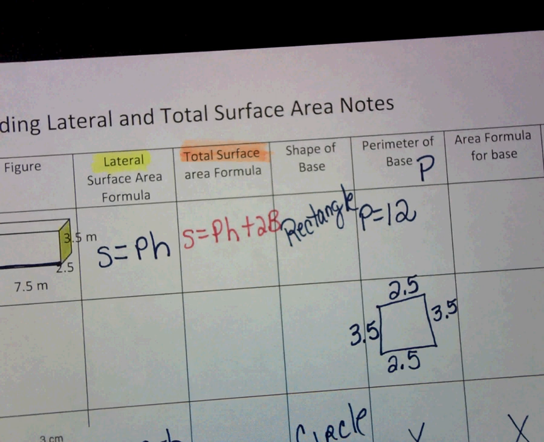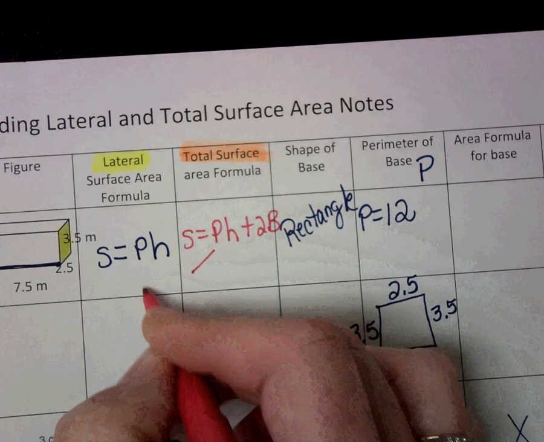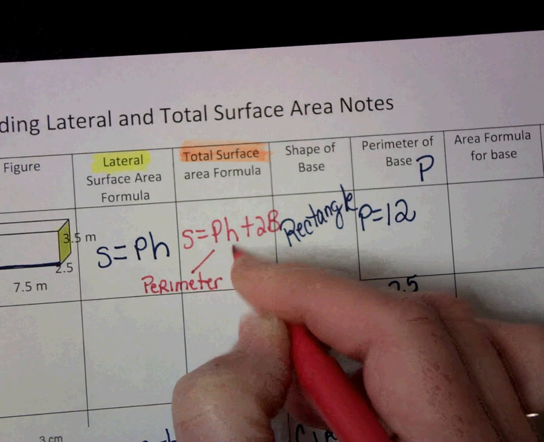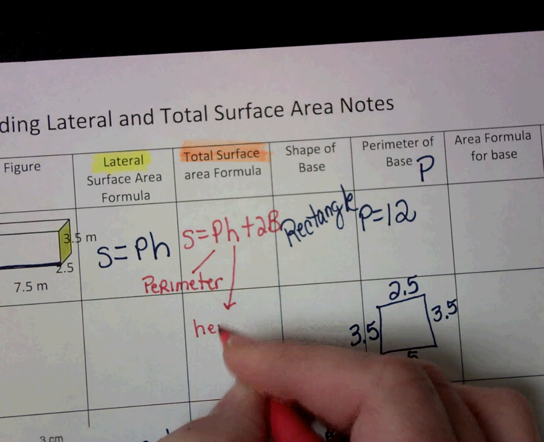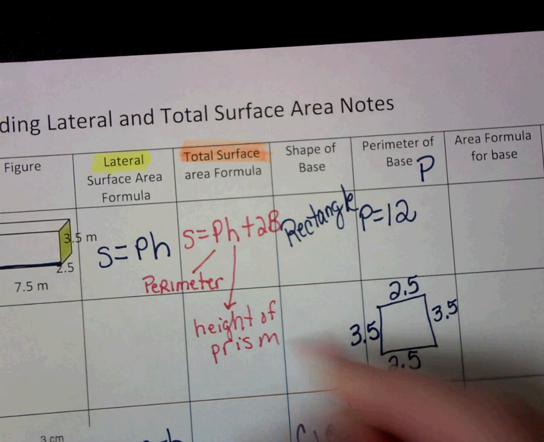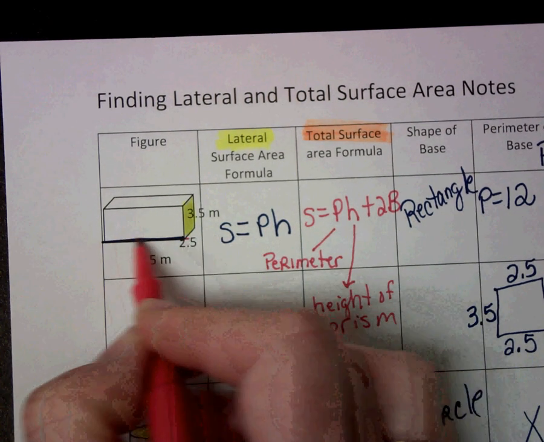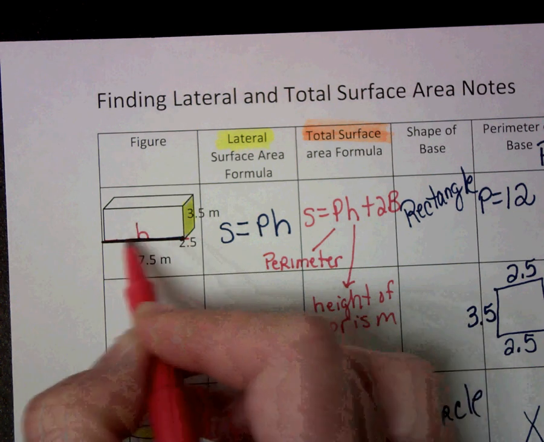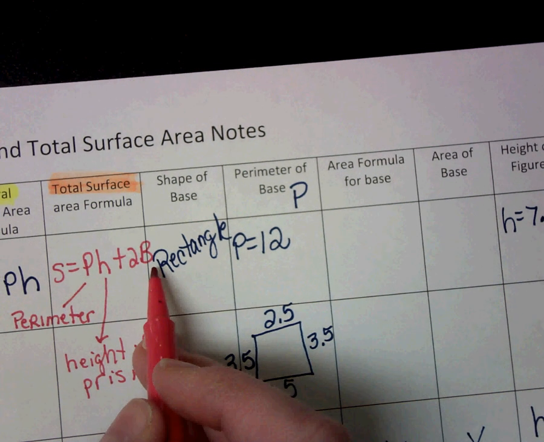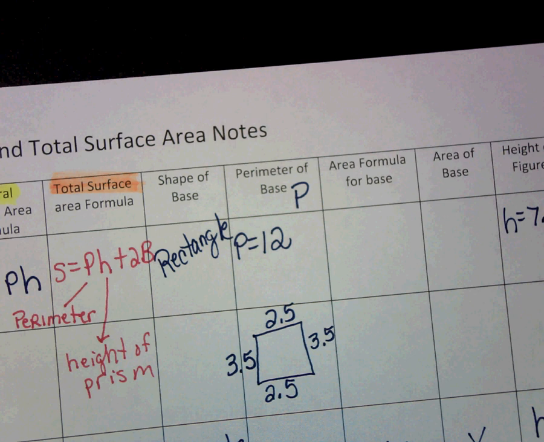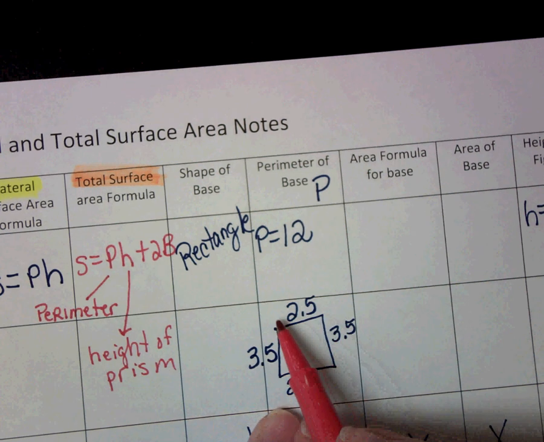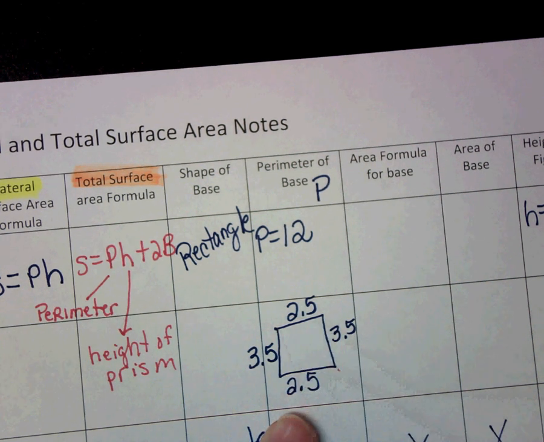And so I just want to remind you that the P stands for the perimeter of the base. This h, remember, stands for the height of the prism. And remember, the height has to be from base to base. So we already talked about that this right here would be our height from base to base. Okay, we know a capital B, we should know it stands for area of the base. So always really important, we need to know what the shape of our base is. It's a rectangle. We drew a rectangle, our base, so that we could help find the perimeter.